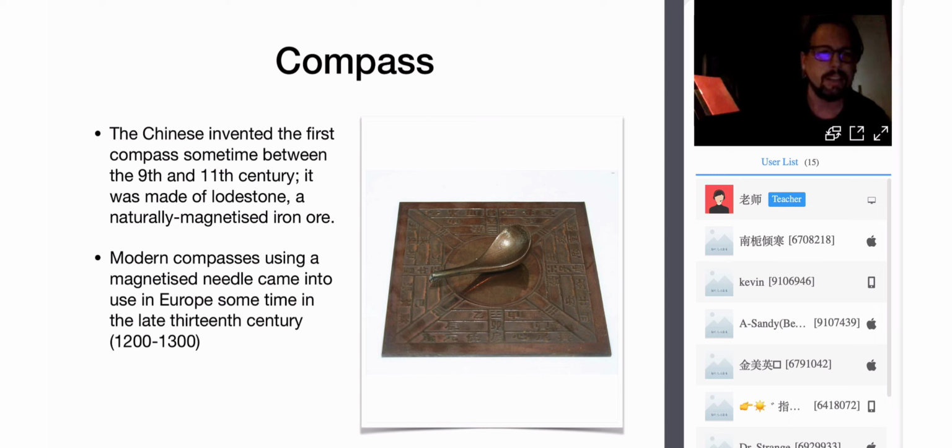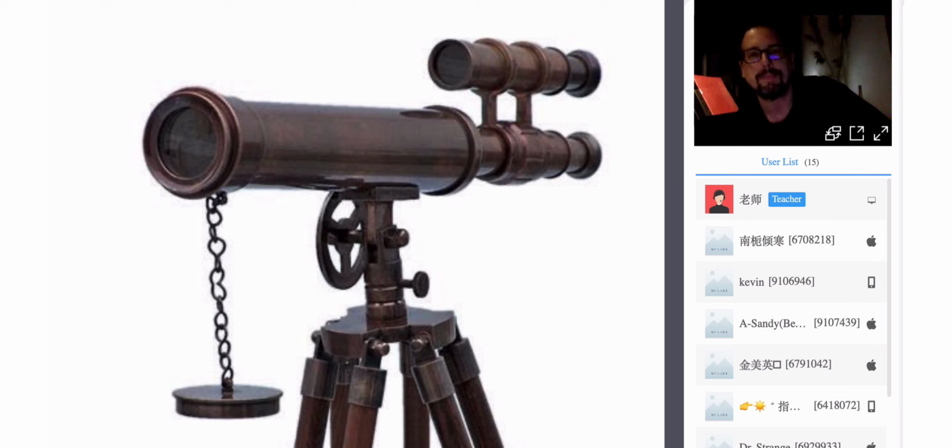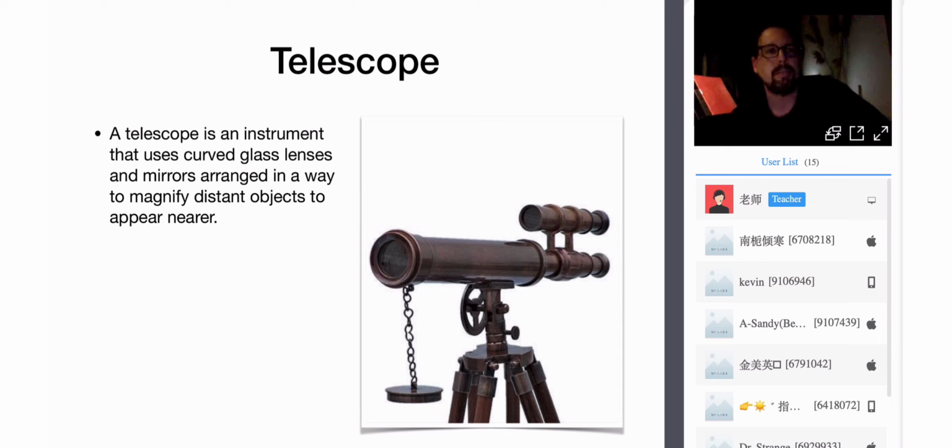Okay, the magnetized needle came into use in the late 13th century, and after the invention of the compass, we began to have naval exploration, countries building ships and going off to sail in search of new lands. Next up is the telescope. The telescope is an instrument that uses a curved glass lens and mirrors arranged in a way to magnify distant objects to appear nearer.